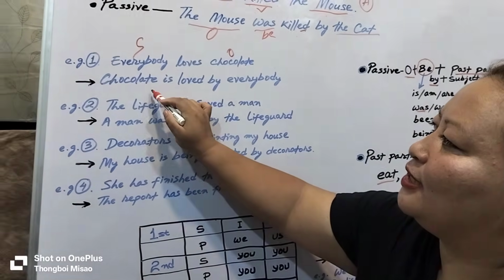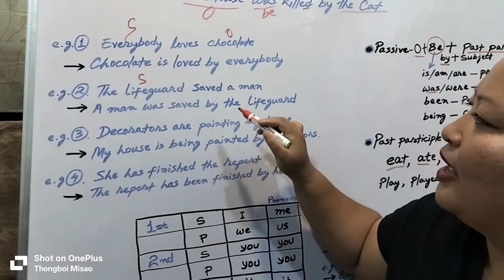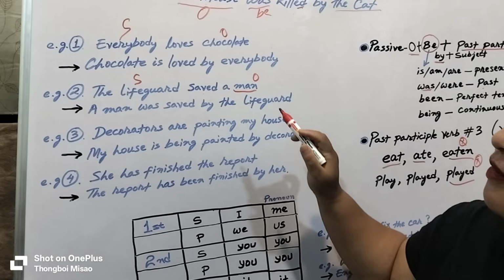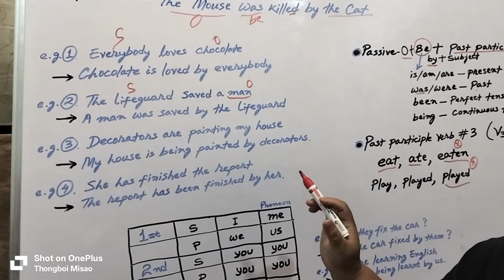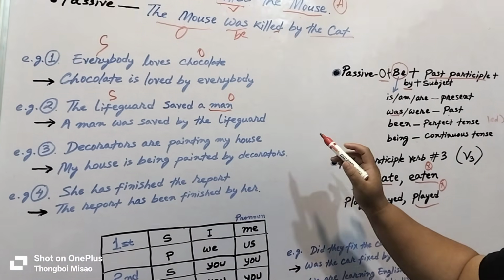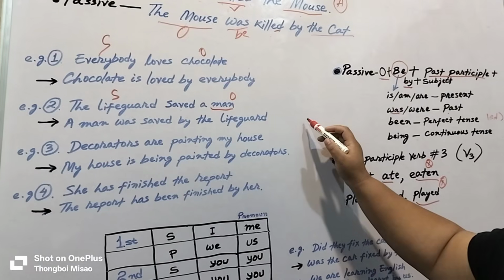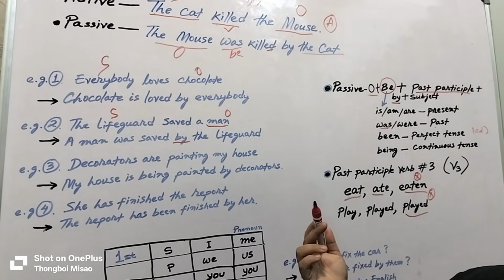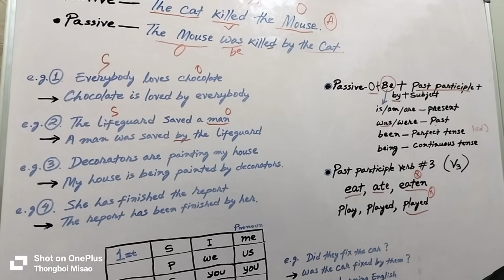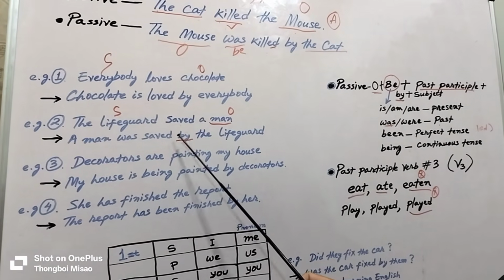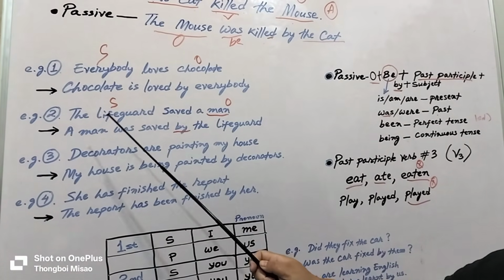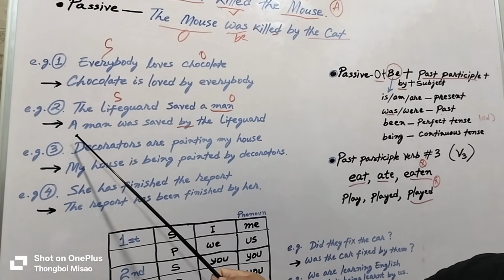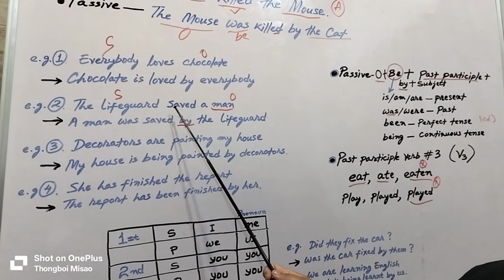Subject, then object. To change it to passive voice, we use the past participle with "by". In passive voice, the object will take the subject's place. A man, okay, then saved.